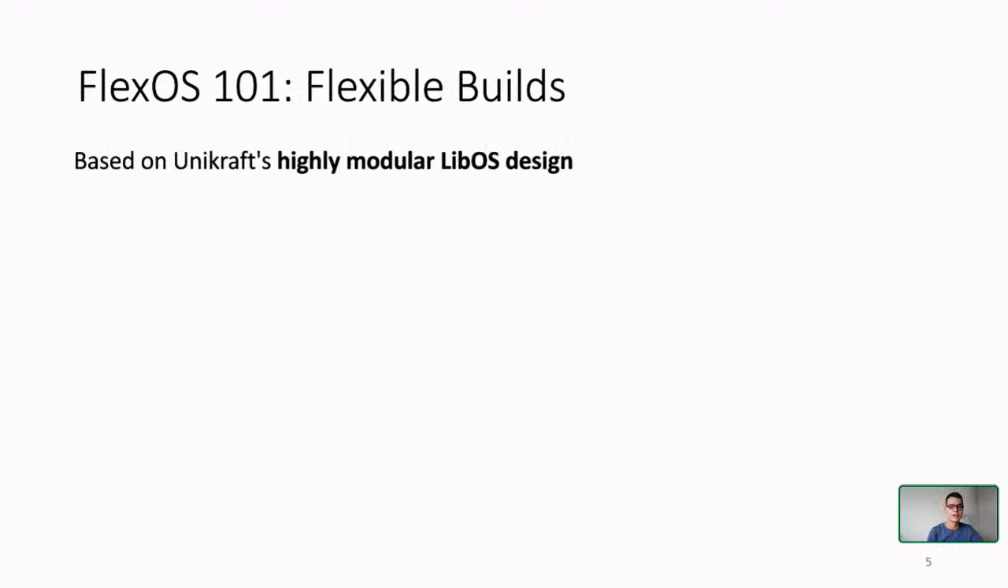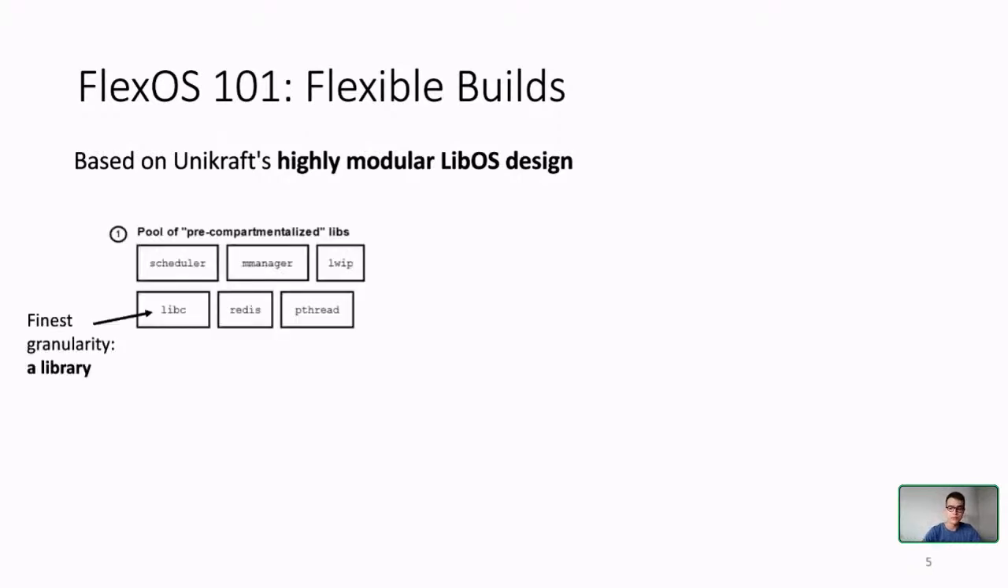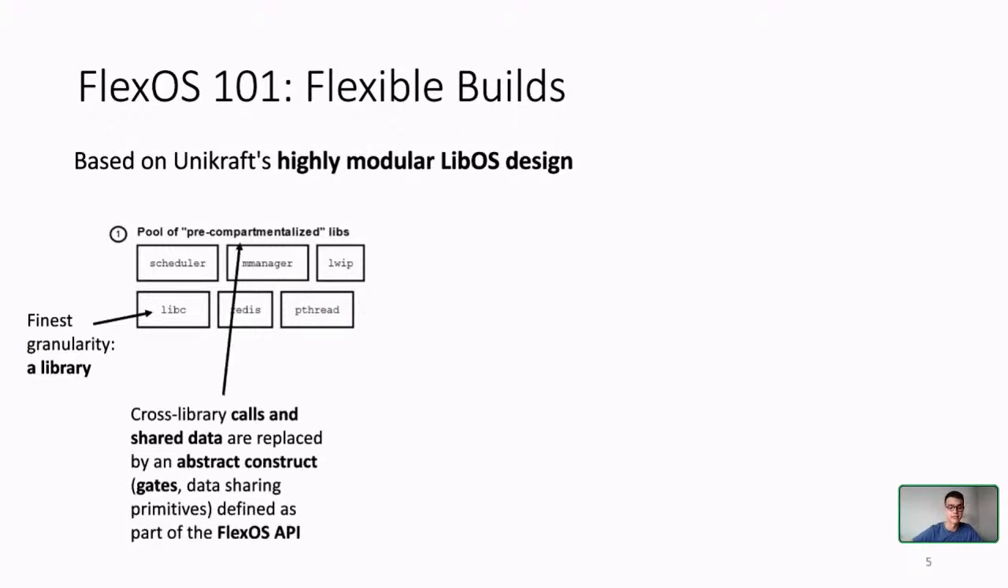So you might think this is all very interesting, this is all very nice, but how is this related to Unikraft? Well, it happens that Unikraft is an excellent basis for flexible isolation. And so in order to achieve these goals, we propose a design based on Unikraft's highly modular libOS approach. And as you already know, in Unikraft, all kernel and userland components are developed as standalone libraries. And what we do in FlexOS is, as part of a porting phase, we pre-compartmentalize them.